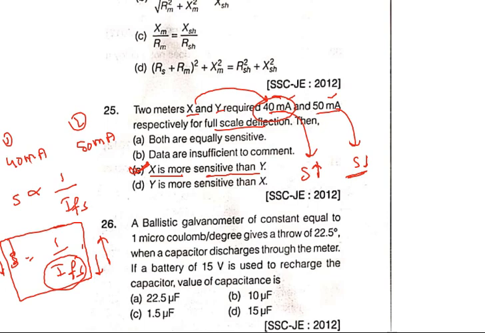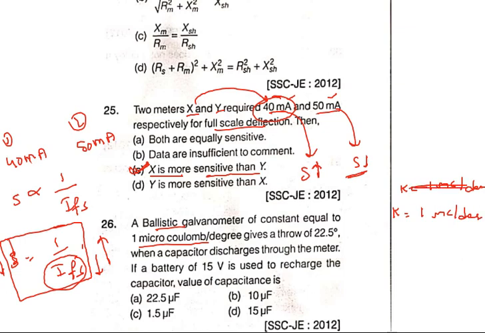Next question. A ballistic galvanometer of constant equal to 1 microcoulomb per degree. Constant given, that is K value given. K equal to 1 microcoulomb per degree. Again I am writing here, 1 microcoulomb per degree.